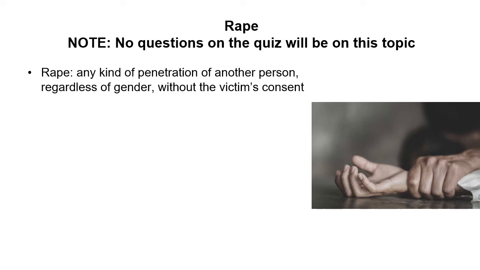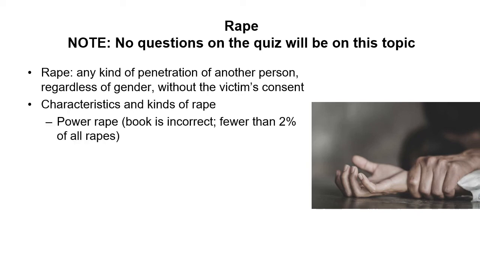So rape is going to be any kind of penetration of another person, regardless of gender, without the victim's consent. The last thing I'll say about molestation here is children can't give consent, so that's why it is counted in this, but I am not going to include it in any of the discussion here. I talk about it in human sexuality if you're interested in more, but I just didn't feel it was appropriate to include here. First we'll look at the characteristics and kinds of rape.